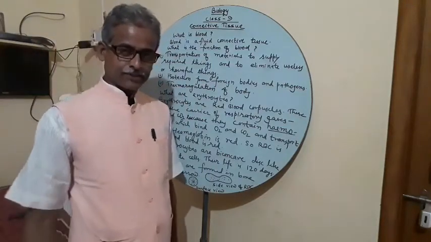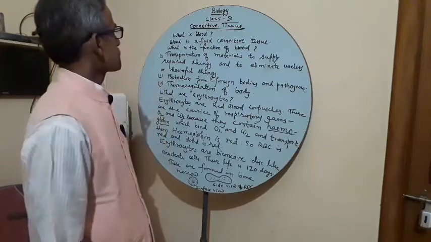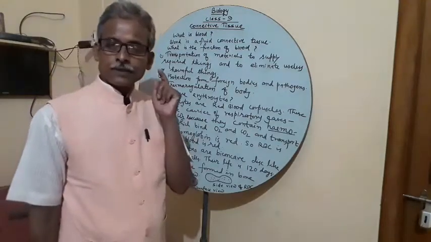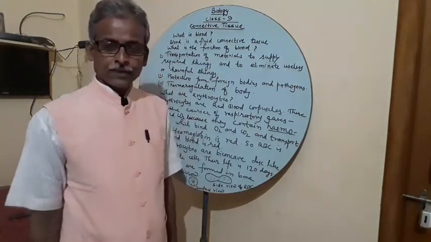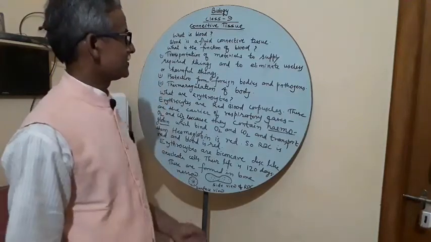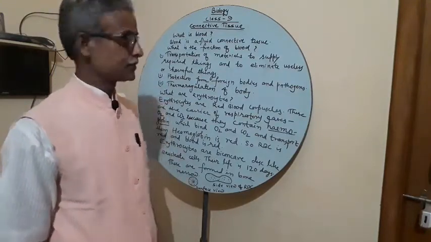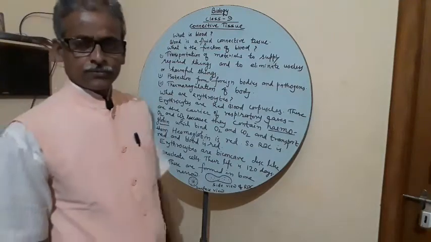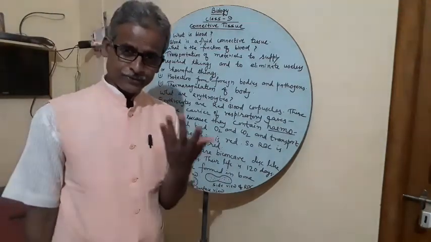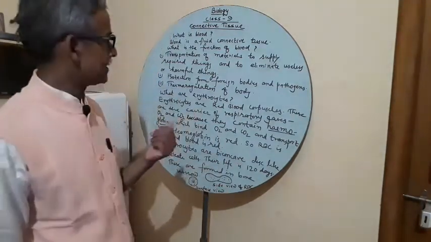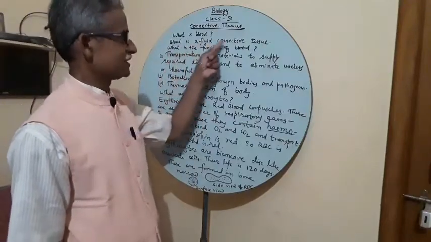We have studied in just a previous video about fluid connective tissue. We have studied what are the different components of blood. Now, very simply, there is a question, what is blood? Then it will be answered, blood is a fluid connective tissue.